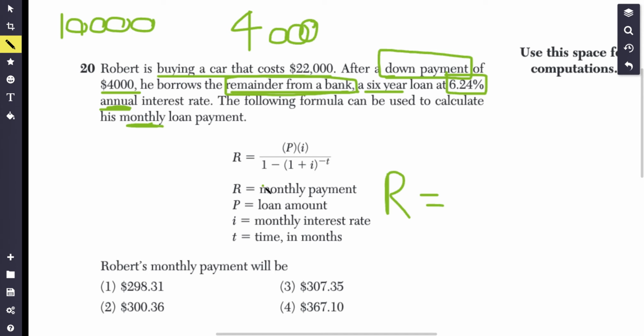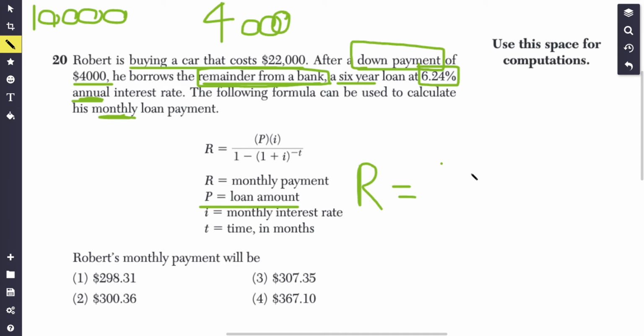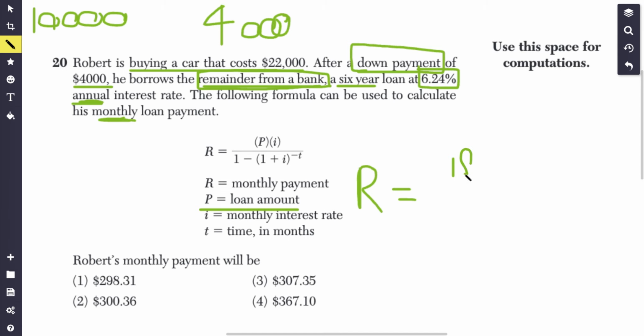Now, P is going to be the loan amount. So in this case, he is loaning $18,000, because the car costs $22,000 and he initially pays $4,000. So what's left to pay? $18,000. This is going to be multiplied by I, which is the monthly interest rate.